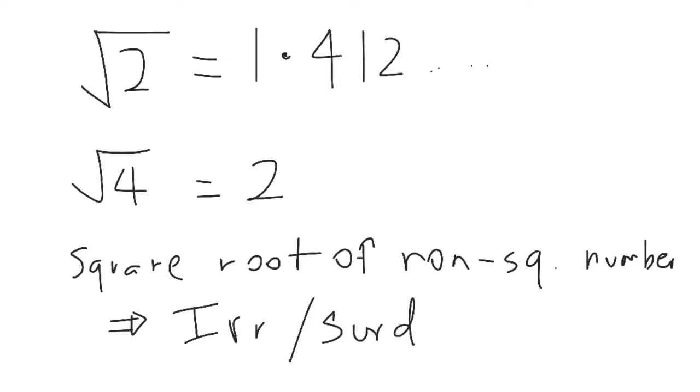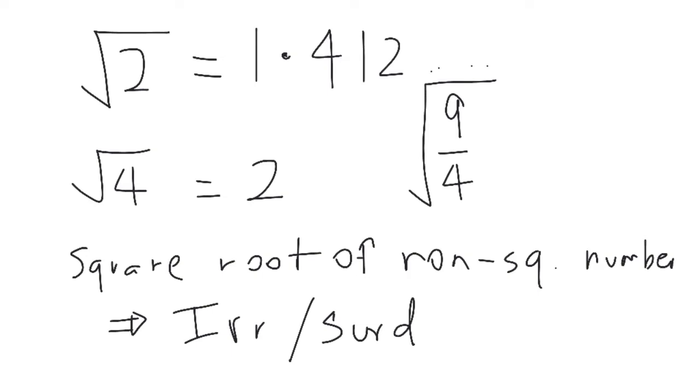If we're taking the square root of any square number, we are going to end up with a rational answer, whereas if we take the square root of any non-square number, we are going to end up with an irrational answer. So if I, for example, take the square root of something like 9 over 4, they're both square numbers.